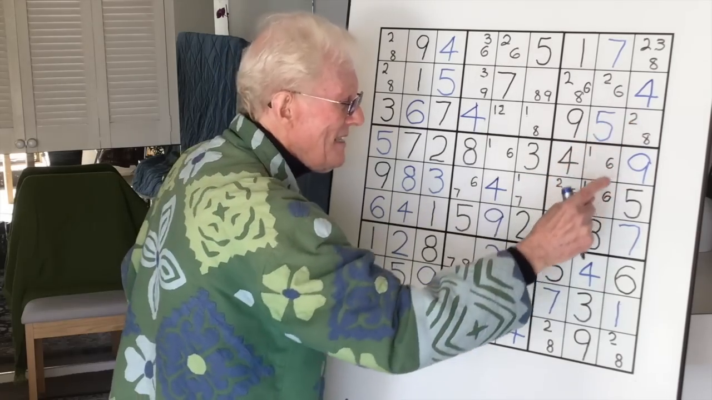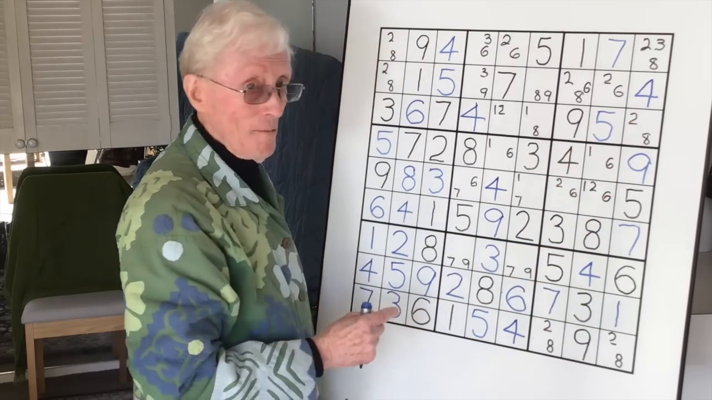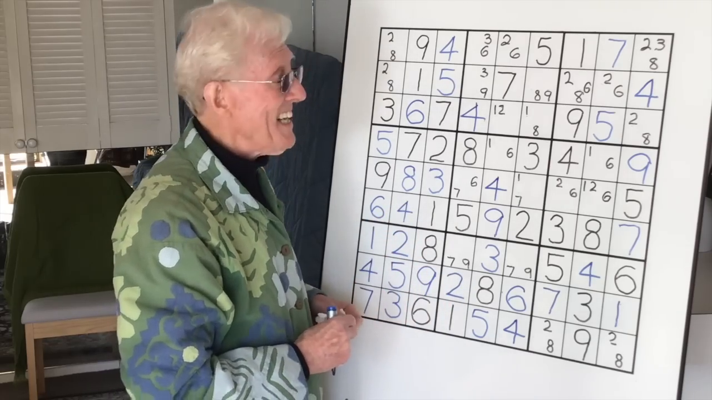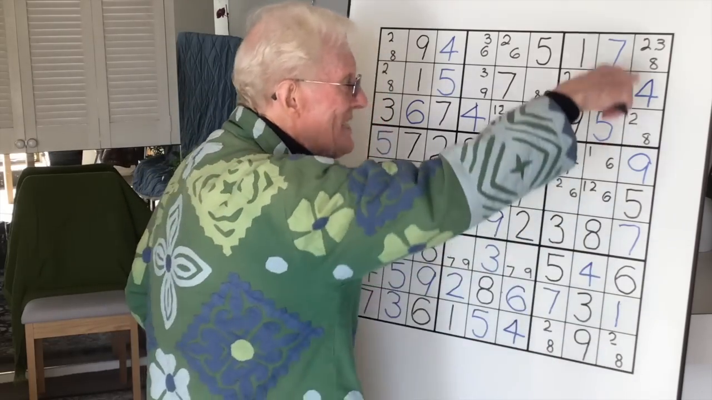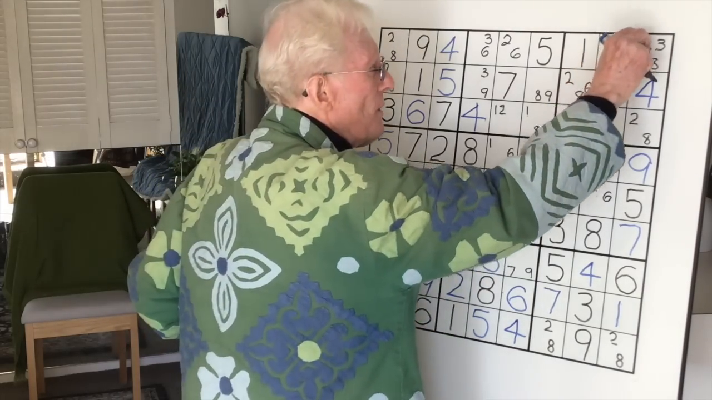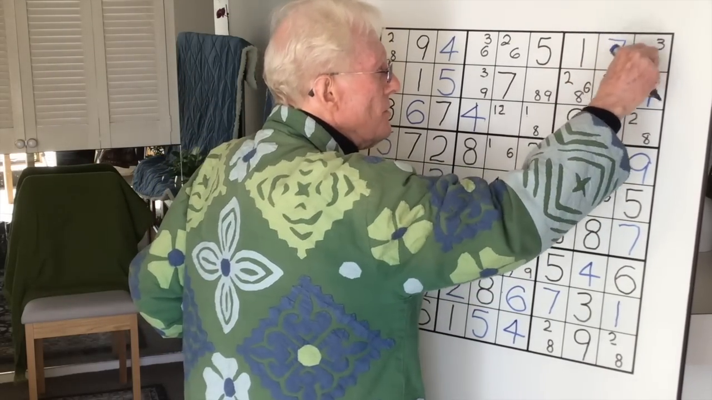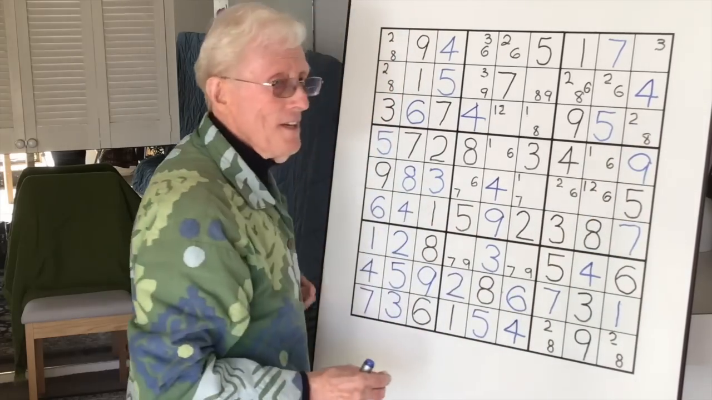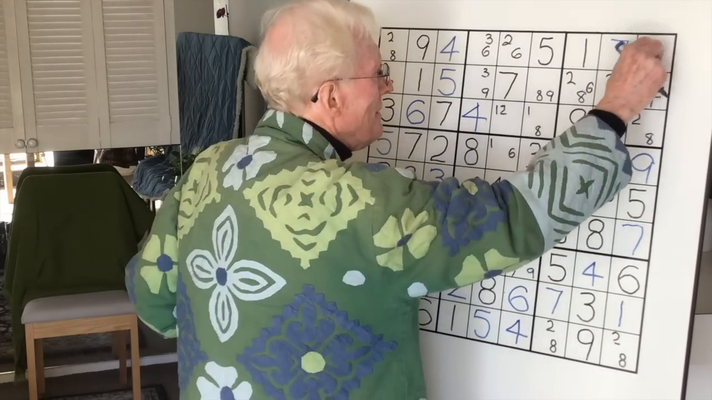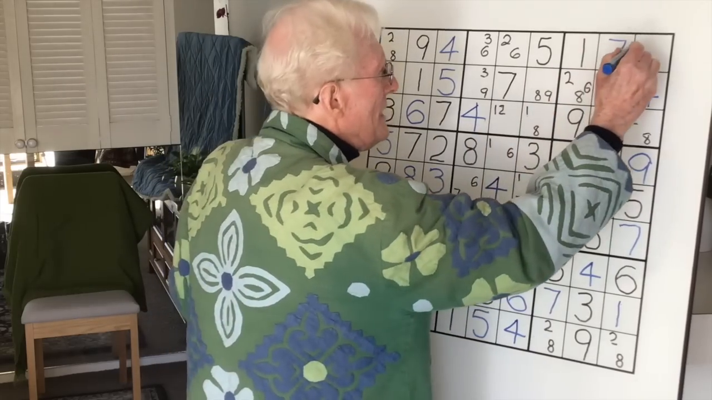We have a 2, 8 here and a 2, 8 there. That's a matching pair. The same rule applies. If it's a matching pair, any other 2 or 8 in that column can be removed. So we take this 2 and take it away. And we take this 2 and take it away. And what are we left with? A big 3. Whoopee. So let's turn that into a big 3 and see what happens.